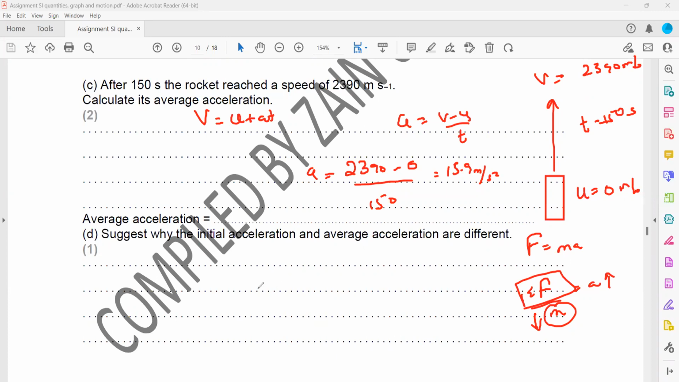So this explains why the initial acceleration and the average acceleration are different. The simple answer here is that the mass of this rocket is not constant. If the mass of an object is constant, the initial acceleration and the average acceleration will be the same, as the mass of an object can affect the acceleration.